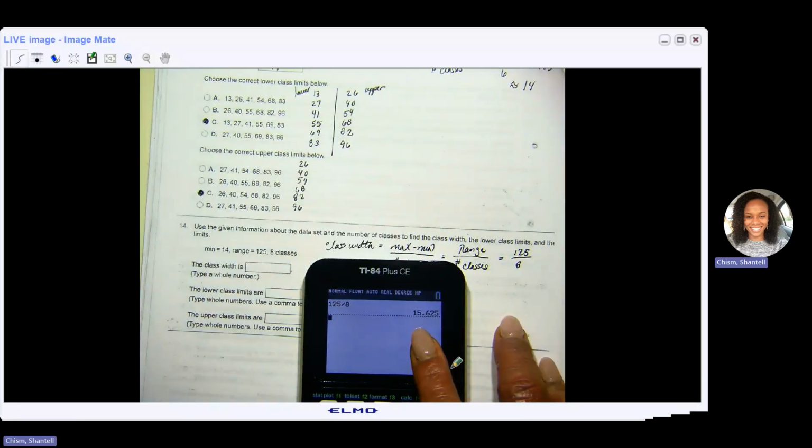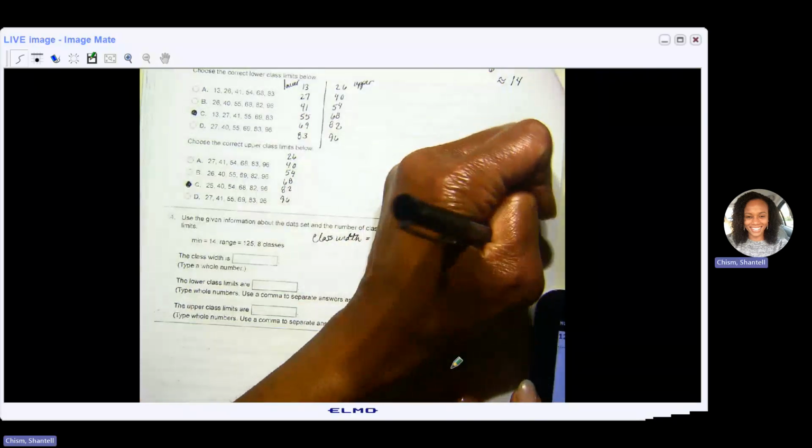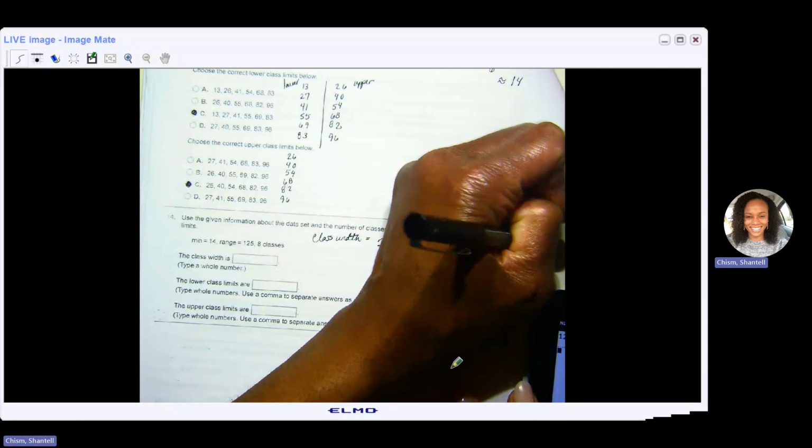So 125 divided by 8 gives me a class width of 15.625. So we're going to make that 16. 15.625. We're going to round that to 16. So the class width is 16.